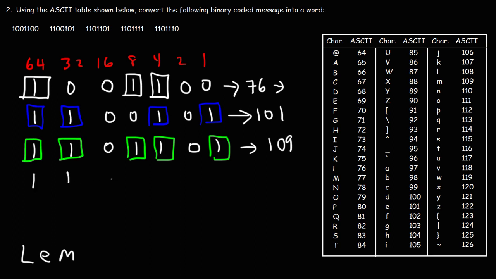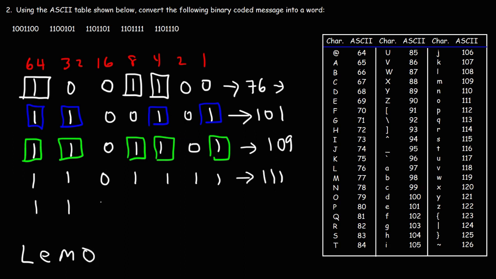So we got 1, 1, 0, 1, 1, 1, 1. So we have everything except 16. So it's 64 plus 32 plus 8 plus 4 plus 2 plus 1. And so that is 111. So 111, that's O. And now for the last one.